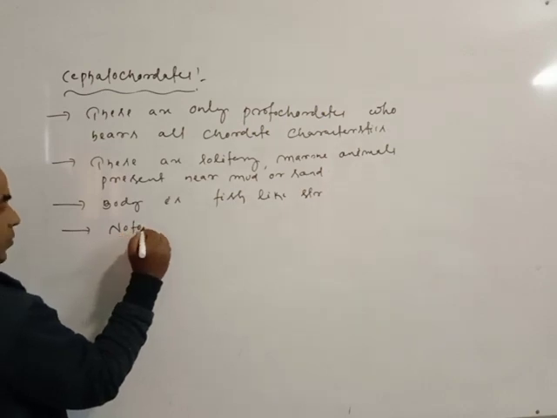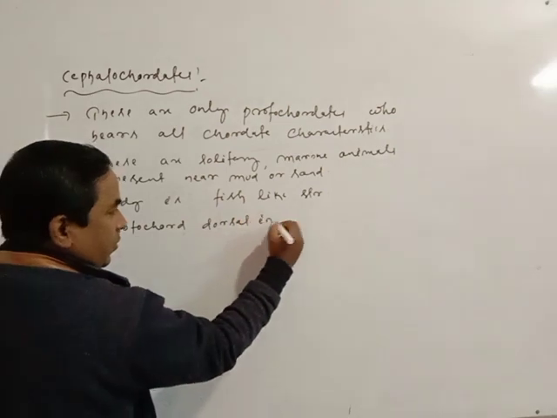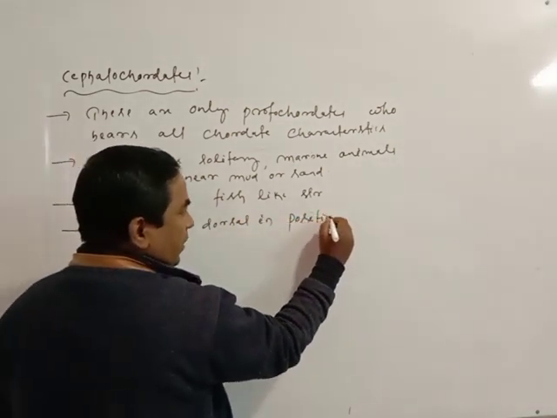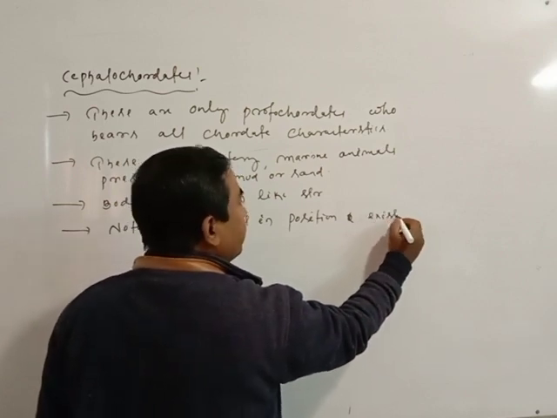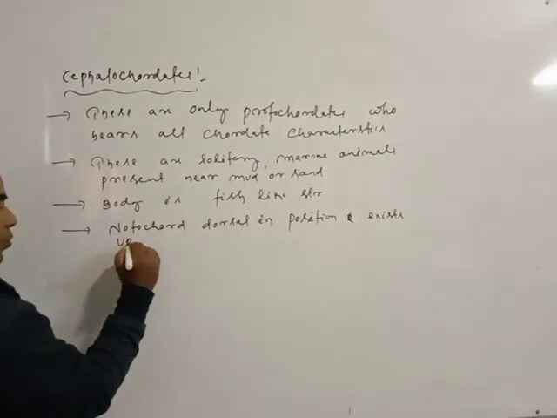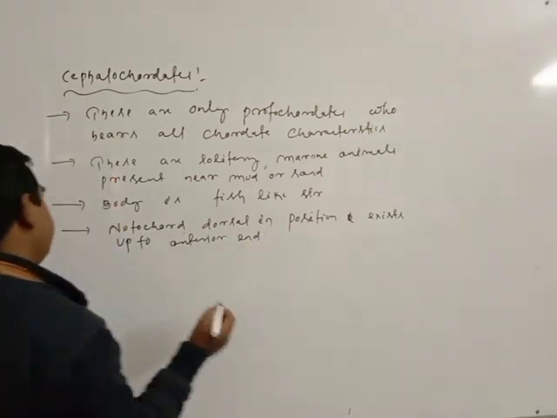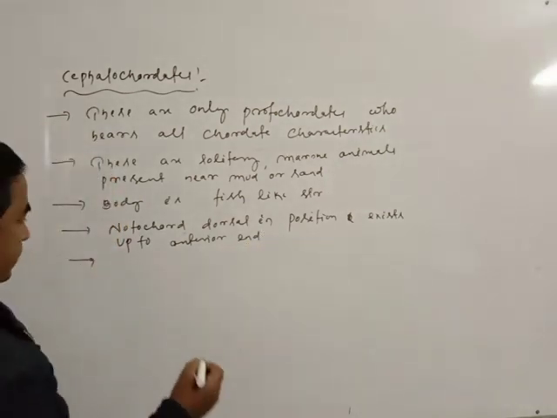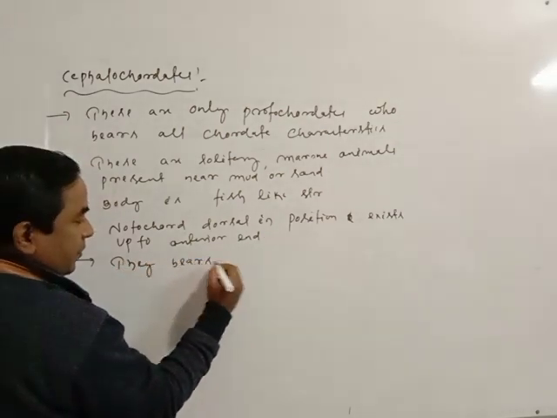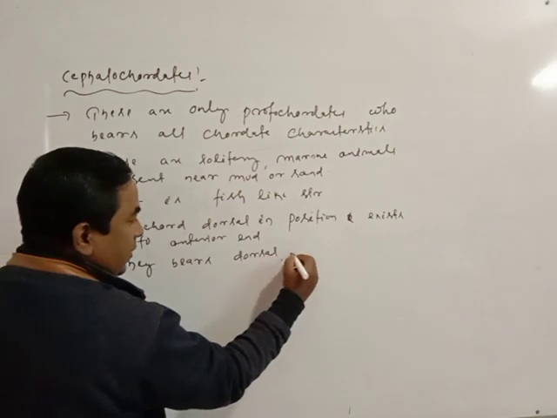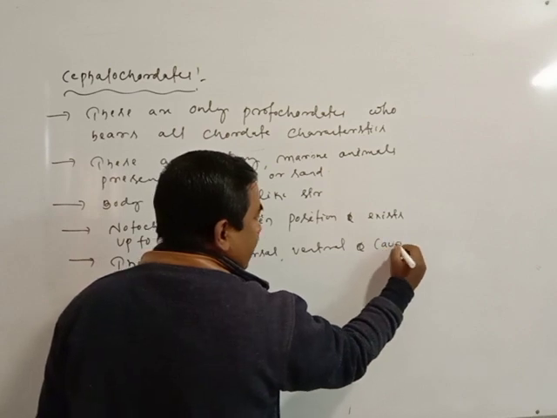Notochord is dorsal in position and exists up to the anterior end. Next, the body bears dorsal, ventral and caudal fins.